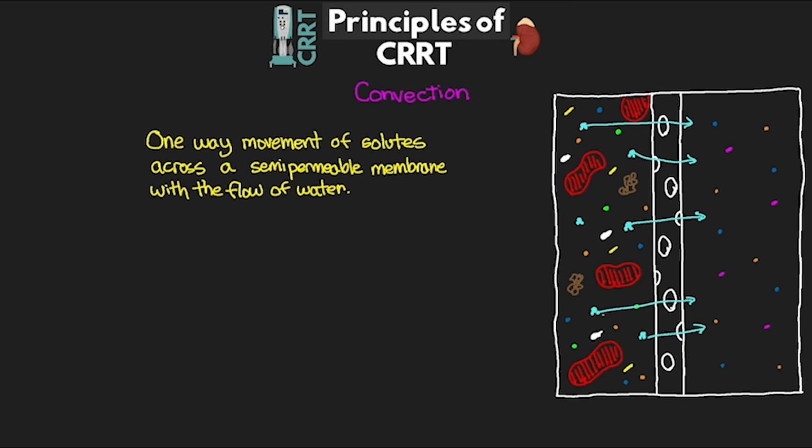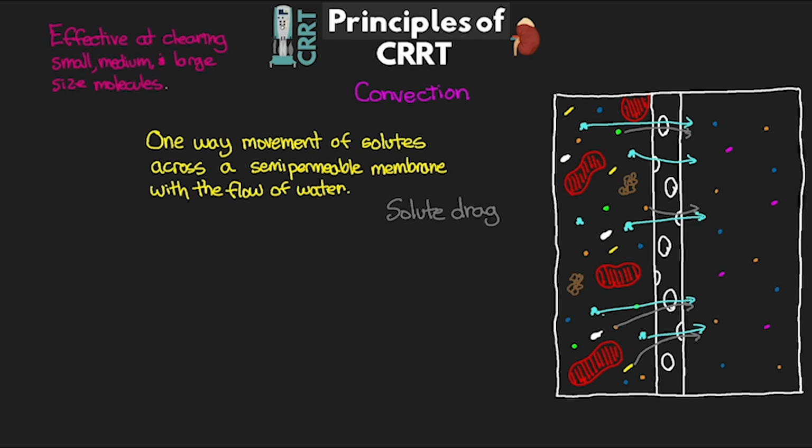But if we have enough flow of this water, we're also going to see some of these solutes move across the membrane with it. This is something we refer to as solute drag, as the solutes are being dragged across that membrane with the flow of fluid. Now, convection is effective at clearing small, medium, and large size molecules that are able to fit through that semi-permeable membrane pore. The greater and faster the flow that we have, the more clearance we can achieve.